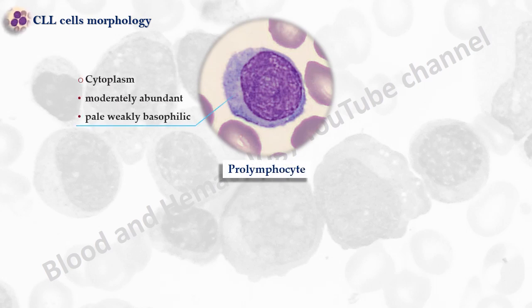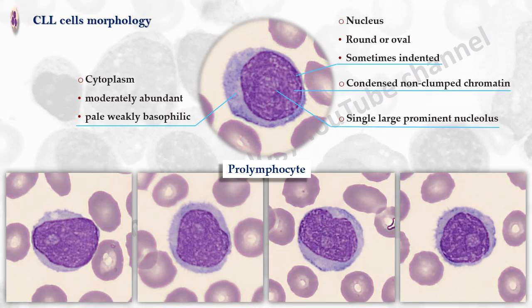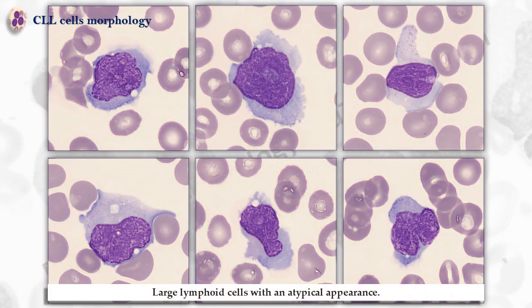Prolymphocyte is a medium-sized cell with moderately abundant, pale, weakly basophilic cytoplasm, a round or oval and sometimes indented nucleus, condensed non-clumped chromatin, and a single large prominent nucleolus. In some CLL patients, large lymphoid cells with an atypical appearance are present.